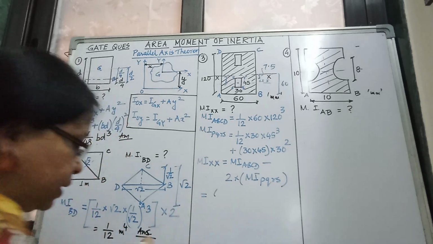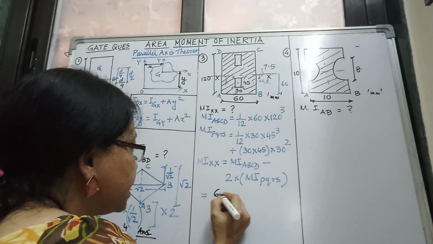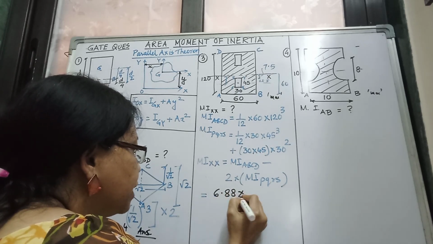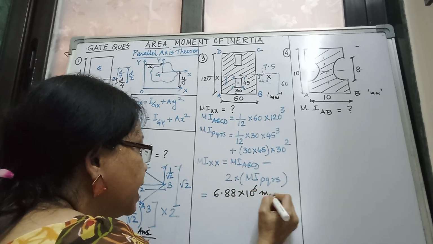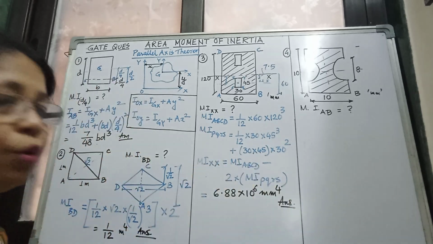So the final answer is coming. I will write it with the black color. That is 6.88 into 10 raised to 6 millimeter raised to 4.